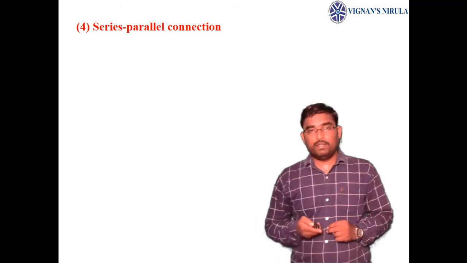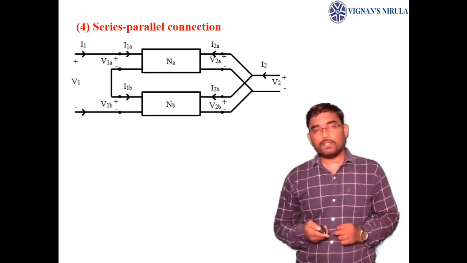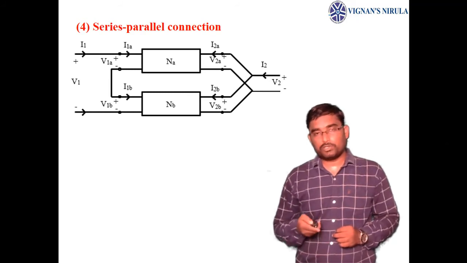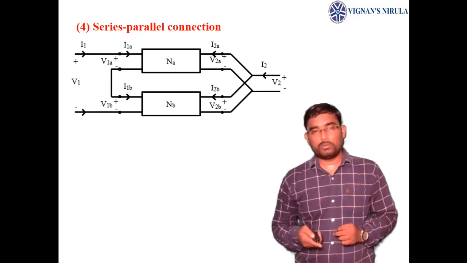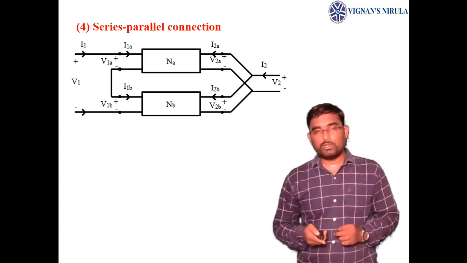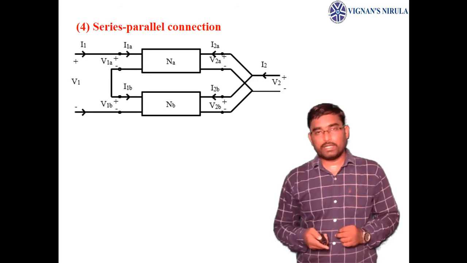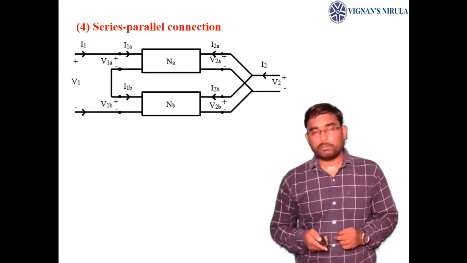Next one is the series parallel connection. As explained before, series parallel connection means here the input port should be connected in series and the output port should be connected in parallel. See the figure. Two two-port networks are taken, NA and NB. Here the input ports are connected in series and the output ports are connected in parallel.